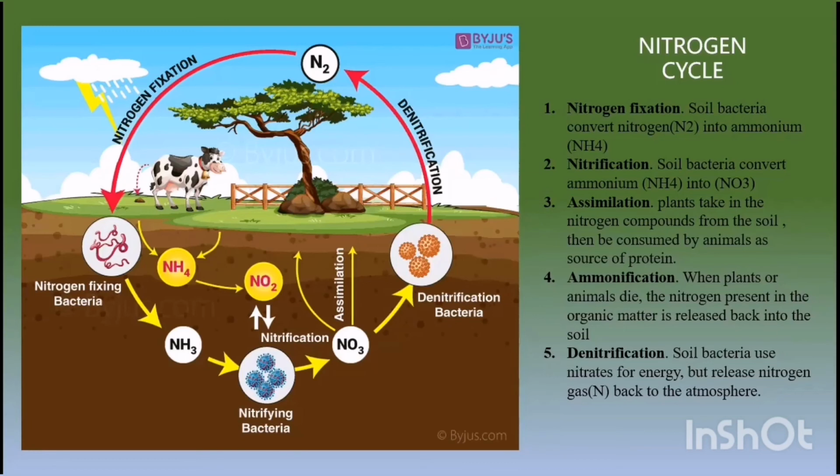So for ammonification, when plants or animals die, the nitrogen present in the organic matter will be released back into the soil. The decomposers, namely bacteria or fungi present in the soil, convert the organic matter back into ammonium. This process of decomposition finally will produce ammonia.